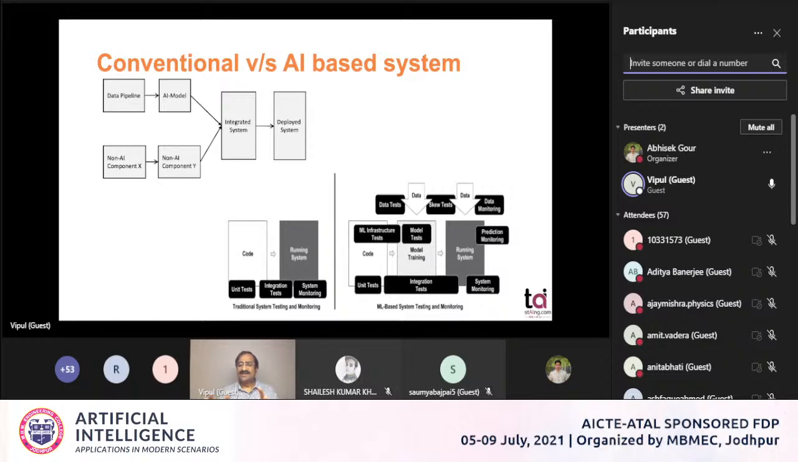So now if you look at a model-based, machine learning-based system, you look at what is happening. There is this additional part of model training, which we are calling offline. So first of all, that needs to be taken care of. Second thing is that you need to take care of integration in the live system.